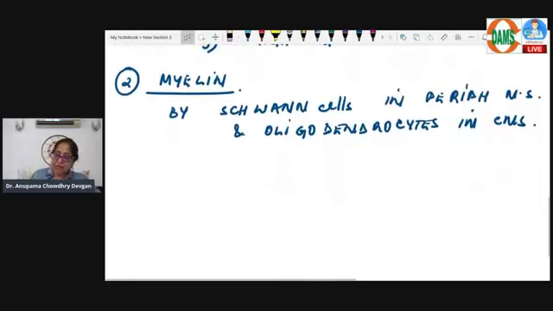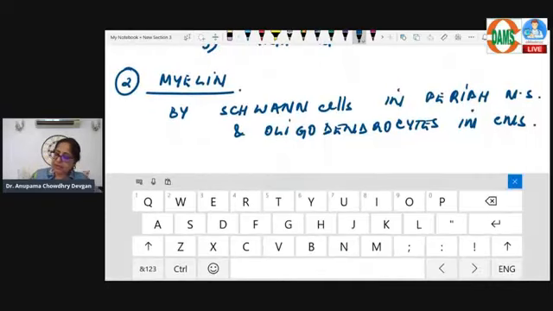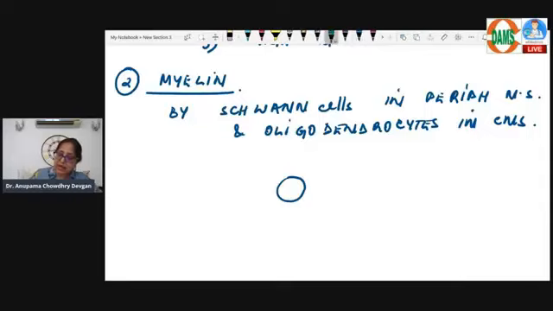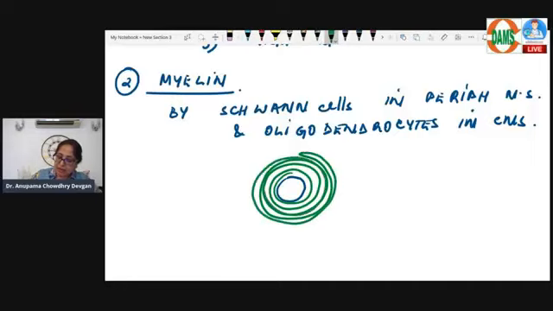Now, how is myelin produced? Basically, if this is a nerve fiber, the Schwann cell will wrap itself around it like this. It goes round and round the nerve fiber, in fact almost 100 times. And these successive layers of the cell membrane of the Schwann cell become myelin.